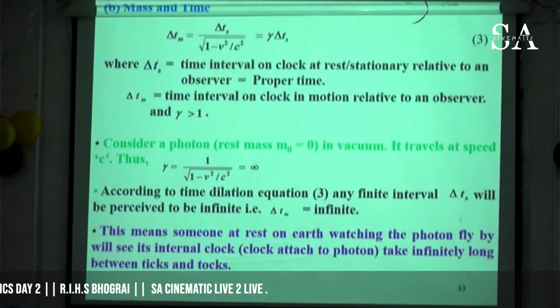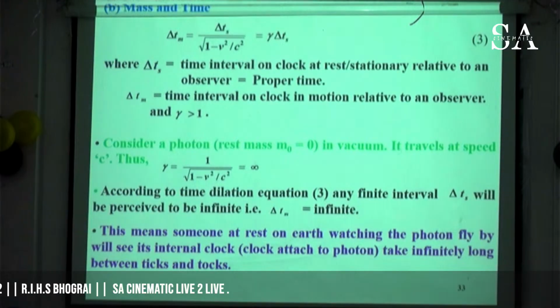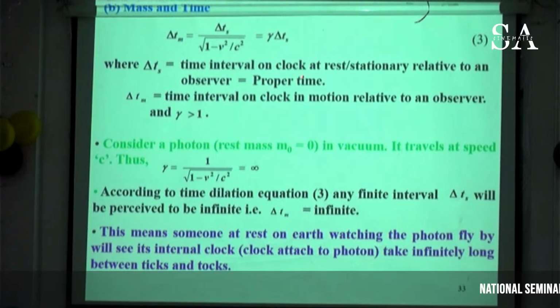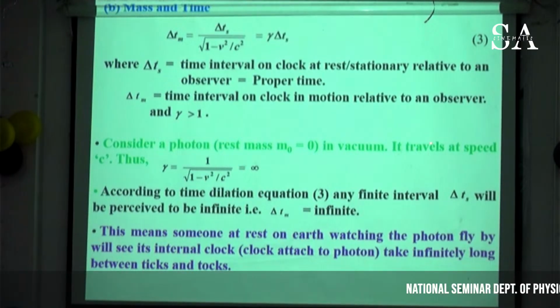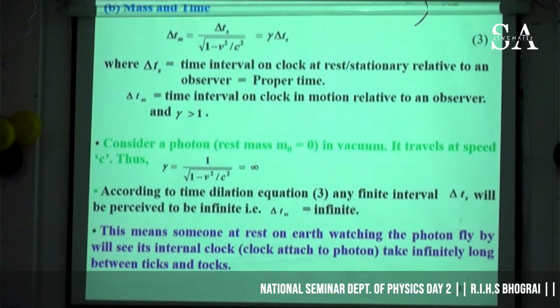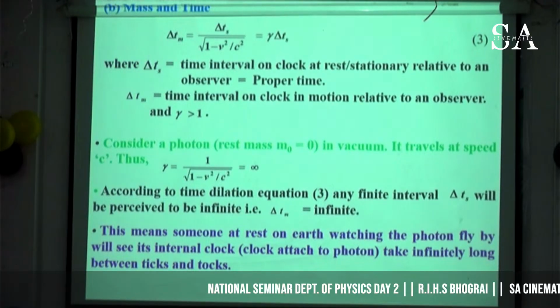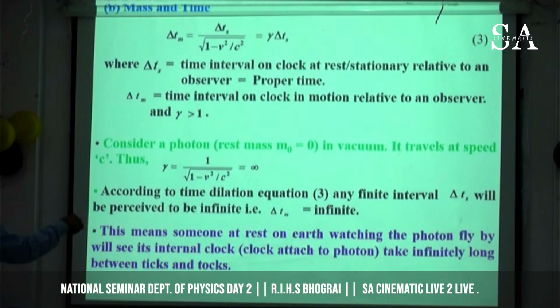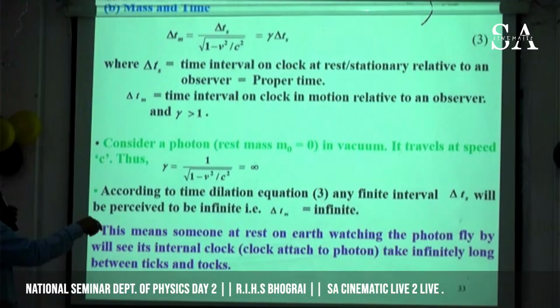Now we come to speed and time. Here you will see that delta Tm is equal to gamma delta Ts. I think our students who are present here have read this expression. Now we will consider that delta Ts is the proper time and delta Tm is the time interval on a clock in motion relative to an object.